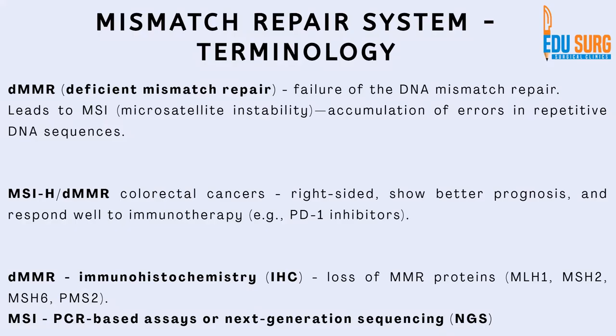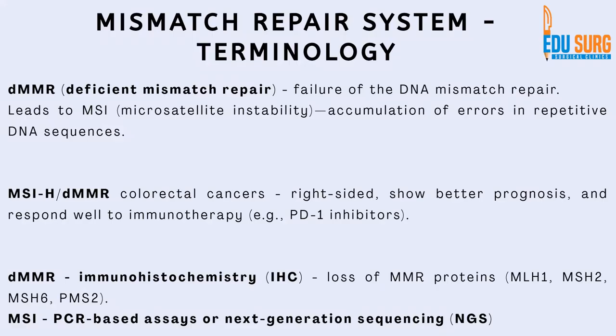remember this terminology, that when it comes to deficient mismatch repair, dMMR, that is the failure of DNA mismatch repair, it leads to microsatellite instability, which is MSI. So there is accumulation of errors in repetitive DNA sequences. So dMMR is deficient mismatch repair, MSI is microsatellite instability, and dMMR is MSI-H.